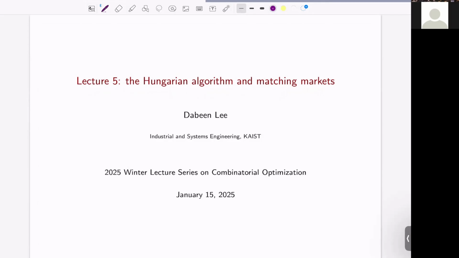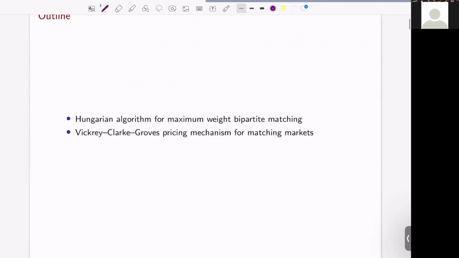Okay, so today, lecture 5 is about one algorithm that's useful for computing a maximum weight bipartite matching. The second topic of lecture 5 is about an application related to economics. There are two sides of players, buyers and sellers, and you want to determine proper prices for items so that we can match items and buyers without any conflict. That's the second topic of today. So let's begin.